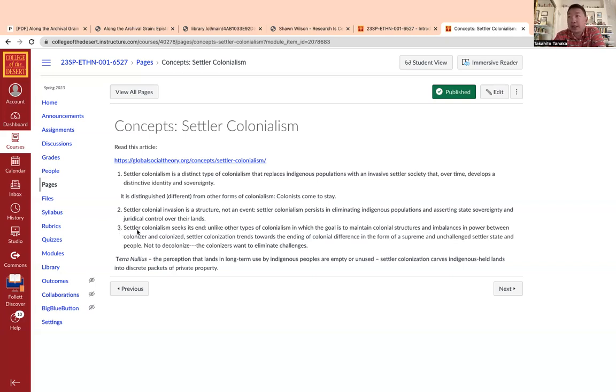And third, we have settler colonialism that seeks its end. What it means is, unlike other types of colonialism, the goal is to keep that structure in place, and that's what we see here in the United States. We see echoes of this in land ownership and whatnot. That still continues on today, and that's part of the project of settler colonialism.